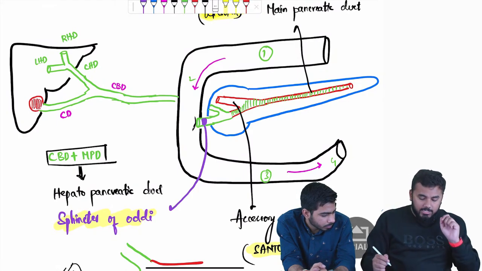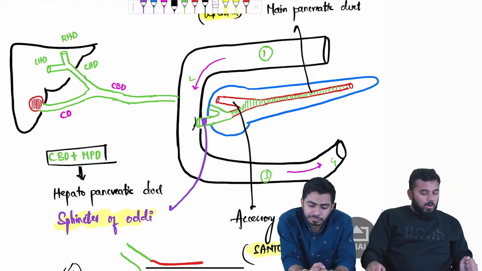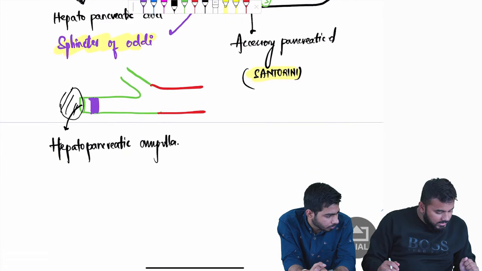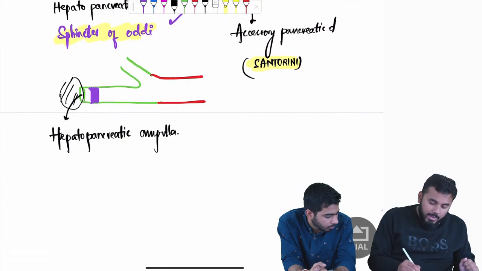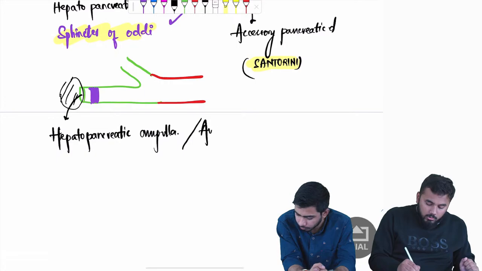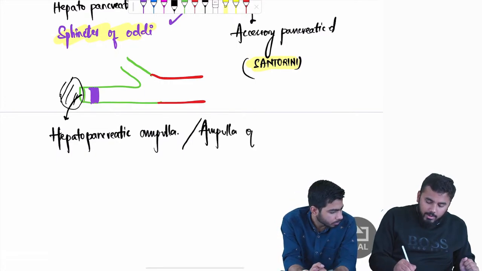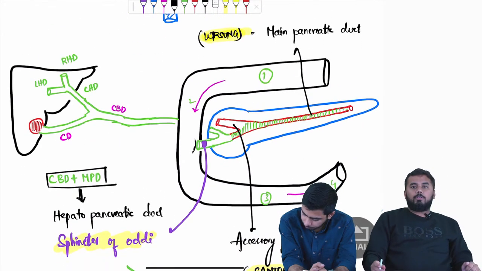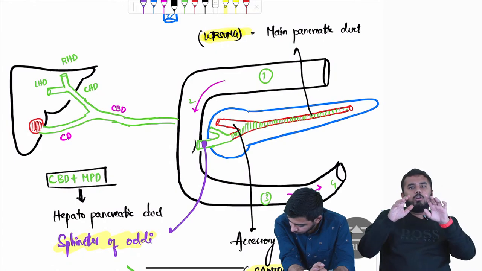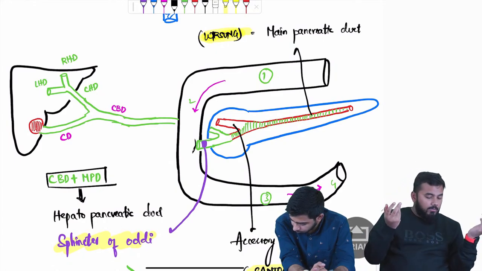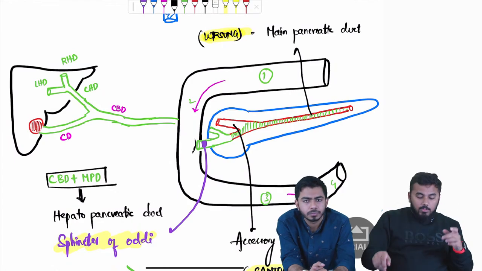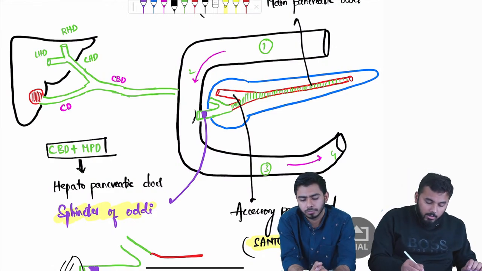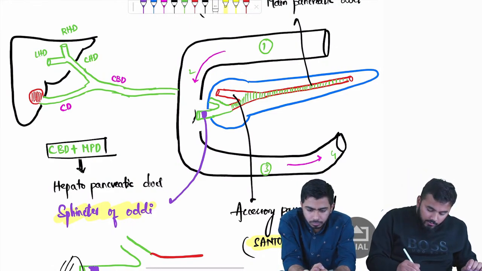Next important thing. Someone is already answering that it is also called the ampulla of Vater. Yes, the hepatopancreatic ampulla is also called the ampulla of Vater. Excellent, and thank you so much for reminding me. Now look here. Within your mouth, you have got papilla. In the same way, on the wall of the duodenum also, you have got papilla.